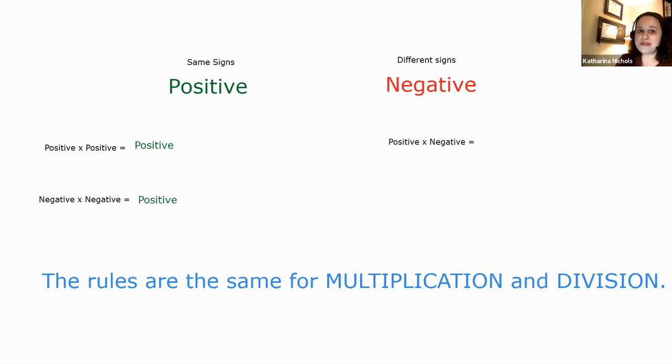If I have a positive times a negative, those are different signs, right? One positive, one negative. So that product or quotient will be negative. Same thing is true if I have a negative times a positive, my product or quotient is also negative.